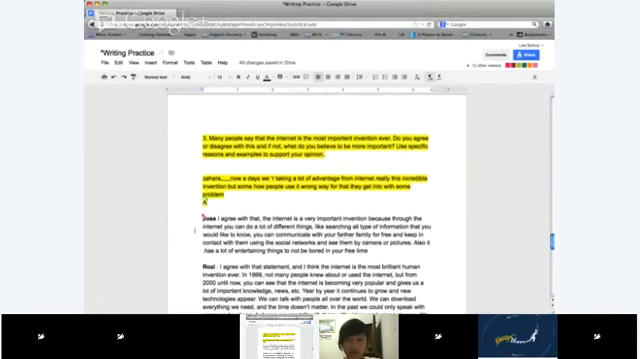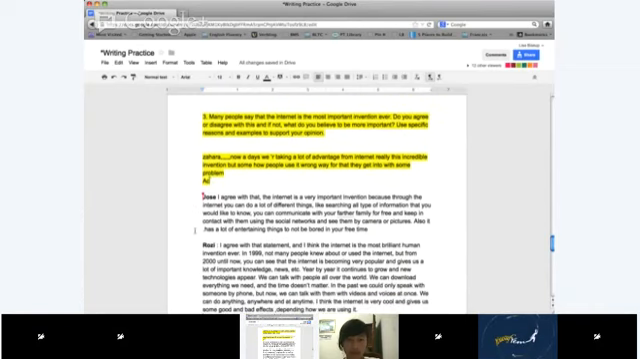The internet is a very important invention because through the internet you can do a lot of different things like searching all type of information that you would like to know. You can communicate with your father, family for free and keep in contact with them using the social networks and see them by camera or pictures. Also, it has a lot of entertaining things to not be bored in your free time. Yeah, okay. All right, good. So I agree with that, period. I would put the period.